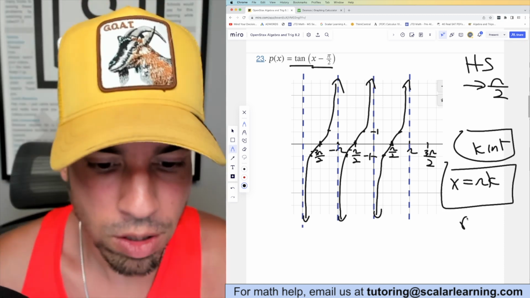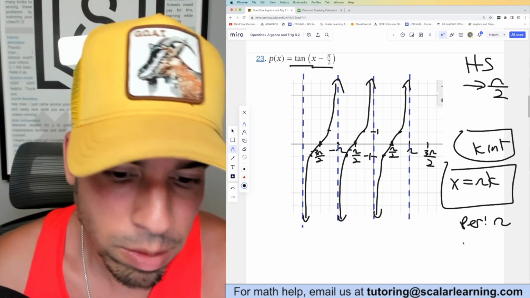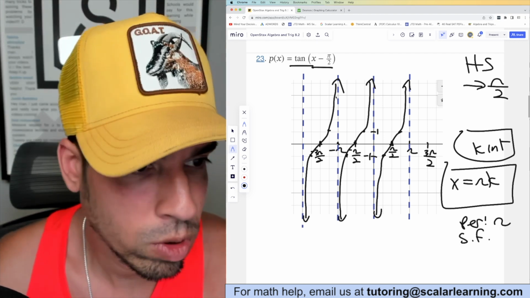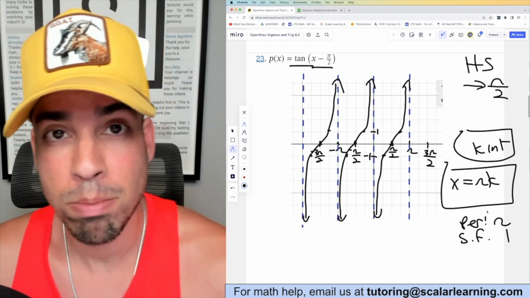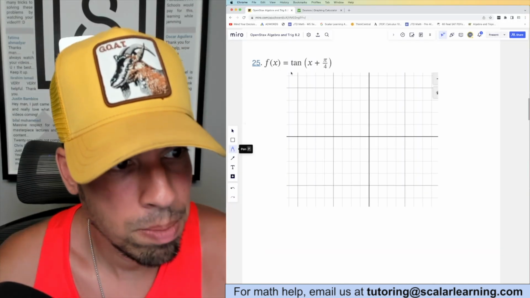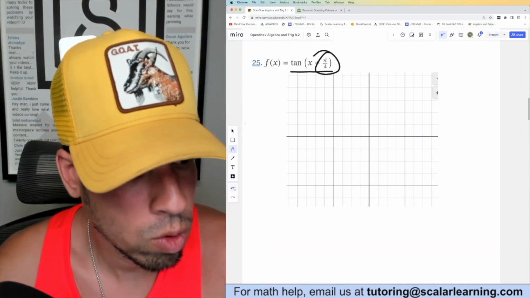And by the way, the period wasn't modified, so the period stays as pi. The stretching factor, since there wasn't a constant, is just 1. And that is pretty much how you do it. Boom, done.